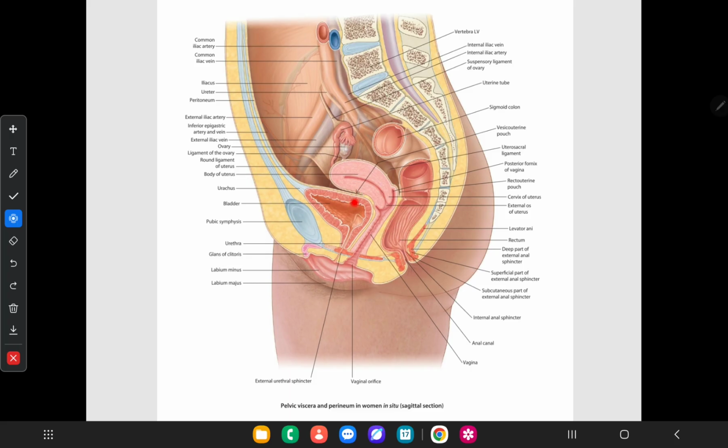In between bladder and the uterus, you have the vesico-uterine pouch. Vesico means bladder, uterine means uterus. Here is the recto-uterine pouch. In between uterus and rectum, you have the recto-uterine pouch.